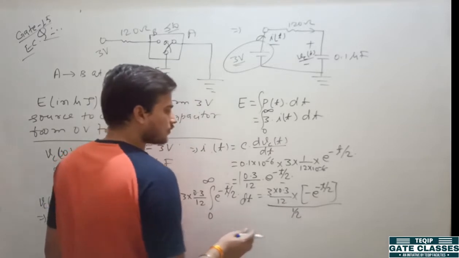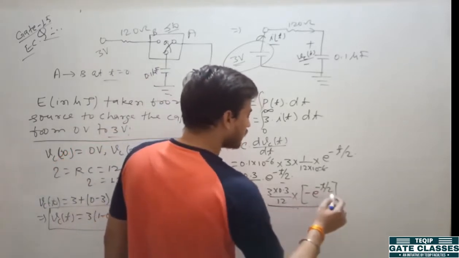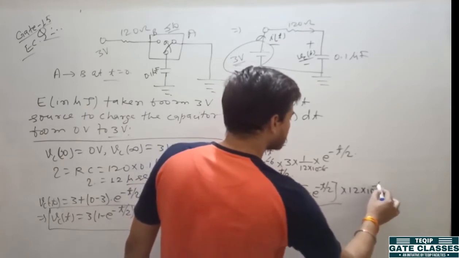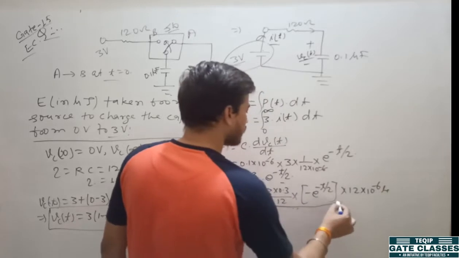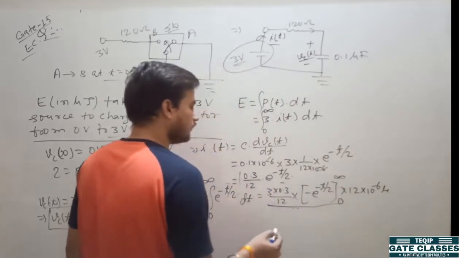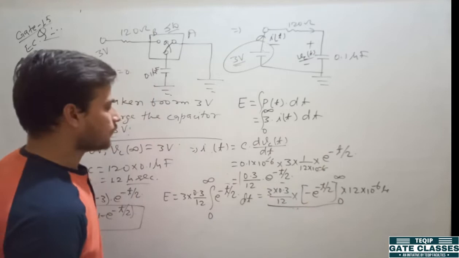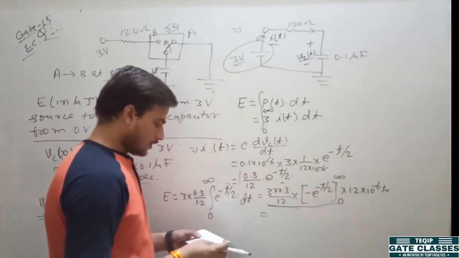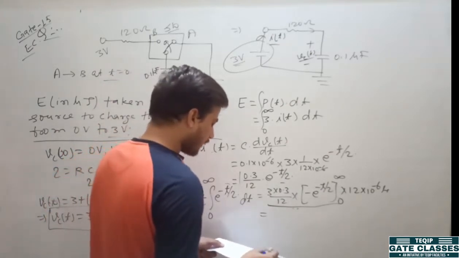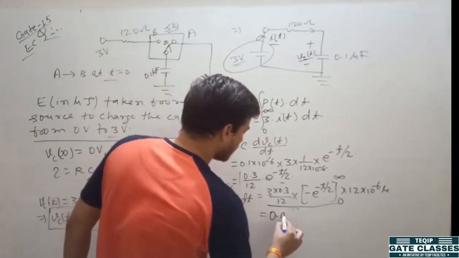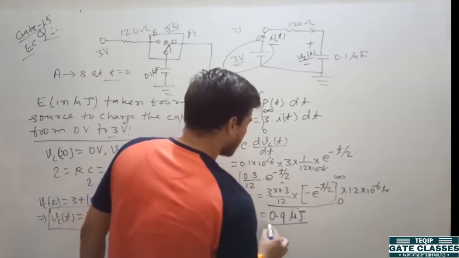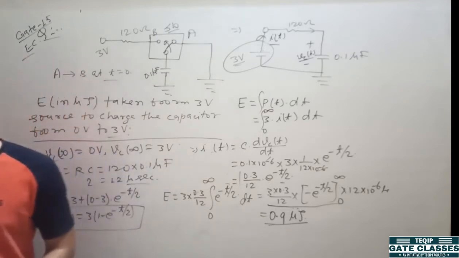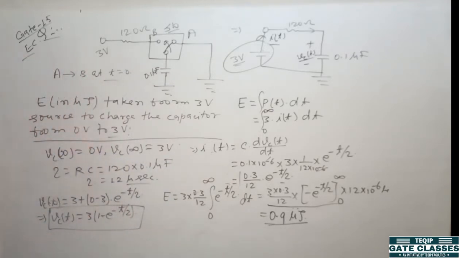That means tau will come in the numerator. So here tau is 12 into 10 to the power minus 6. The limit of integration is from 0 to infinity, so here it will be 1. From here if you calculate, it will be equal to 0.9 microjoule. The answer is 0.9 microjoule of energy will be taken to charge this capacitor.